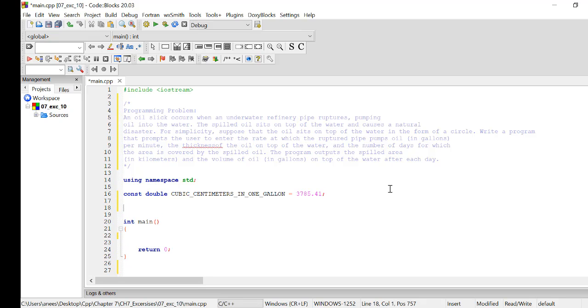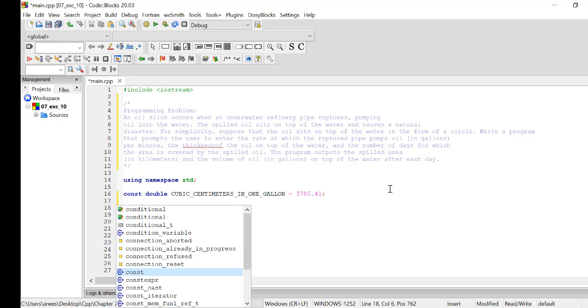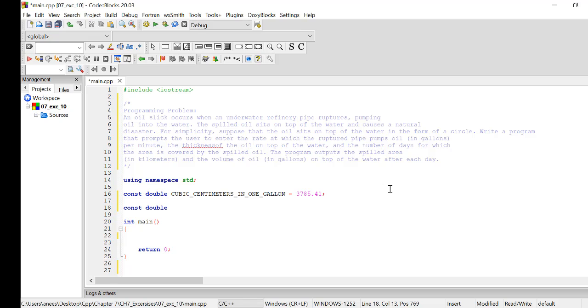Now the next thing that we're going to do is write in constant double, centimeters in 1 kilometer, which is equal to 100,000.0.